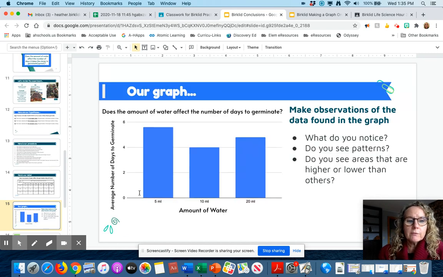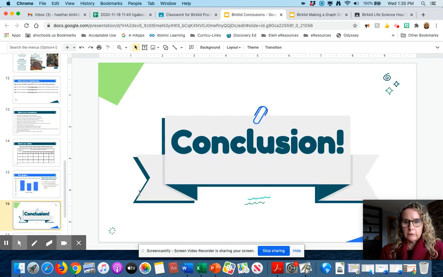So when I made a graph of that data, it looks like this. And again, we look at the title, the amount of water, the x-axis and the y-axis, and they all match. And then we look at what we notice. We can see that the 5 milliliters took the longest to germinate. The 10 milliliters of water took the fewest days to germinate, and the 20 was kind of in between the two. So let's write our conclusion.